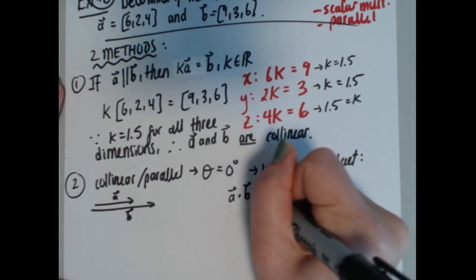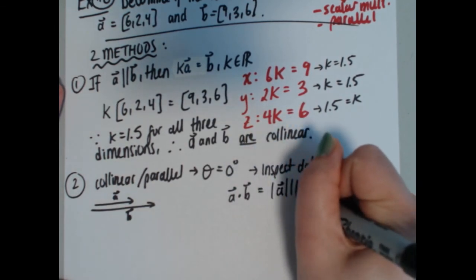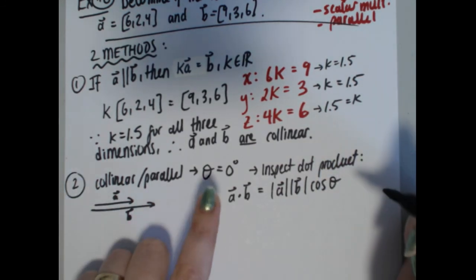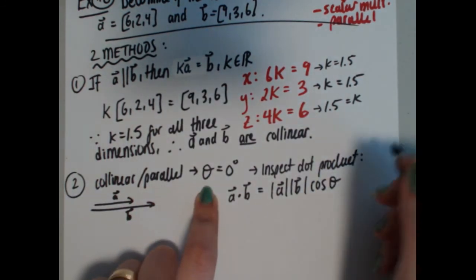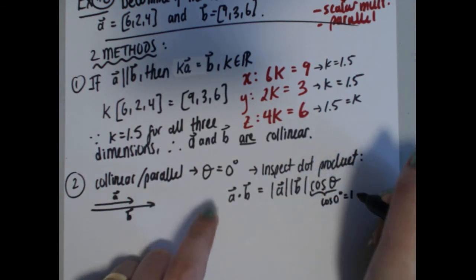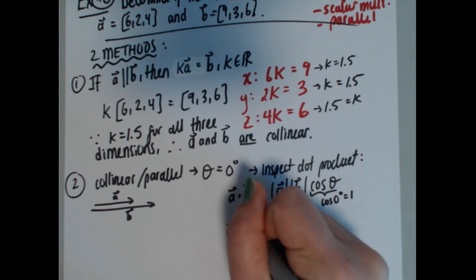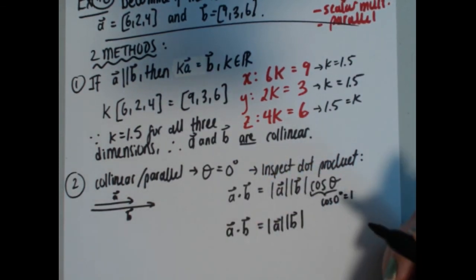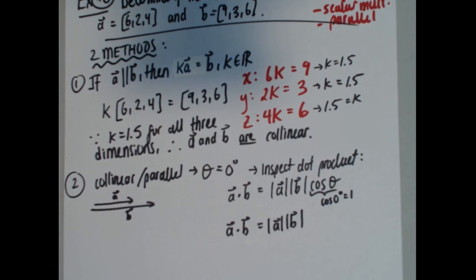A dot B is equal to magnitude of A times magnitude of B times cosine of theta. So what I'm saying is that theta is equal to 0 degrees. So what's cosine of 0? That's 1. So what that means is that A dot B is equal to magnitude of A times magnitude of B. So, I mean, this could be another way to determine the answer.